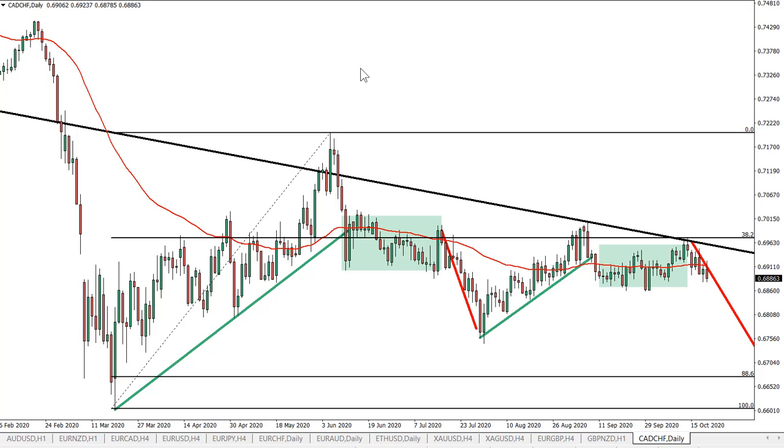We are here with the long-term analysis for the Canadian dollar Swiss franc.